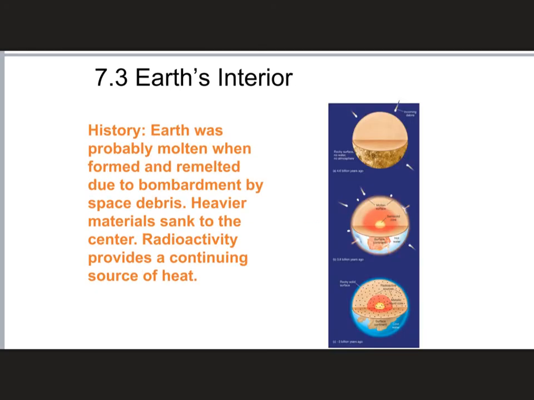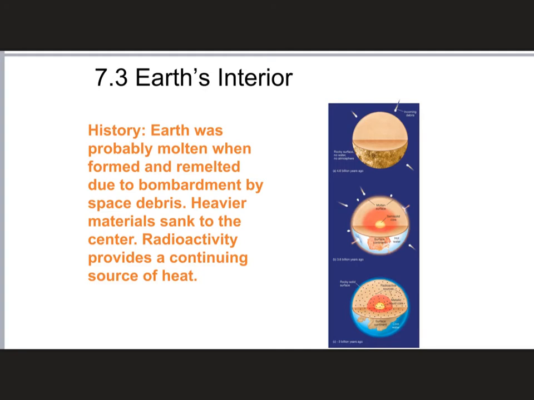Now, when the Earth first formed, it was probably a big molten ball of goo, and it remelted over time because there was a period early in the history of our solar system called the Great Bombardment Period, where comets and asteroids, things were constantly pummeling the surface of the Earth, and those collisions created so much heat and so much energy that they basically kept the Earth melted.